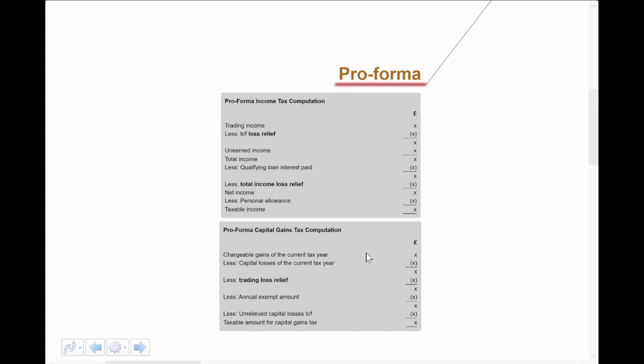Let's think about it. This is our current tax year, gains less losses. This is our trading loss relief. We know our AE can be deducted, and then let's bring in losses from a previous year brought forward. Okay, let's work the questions. We'll get better at this.